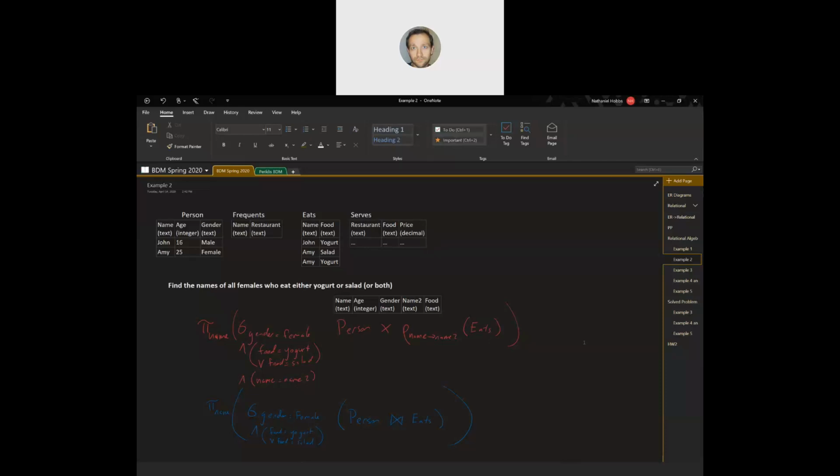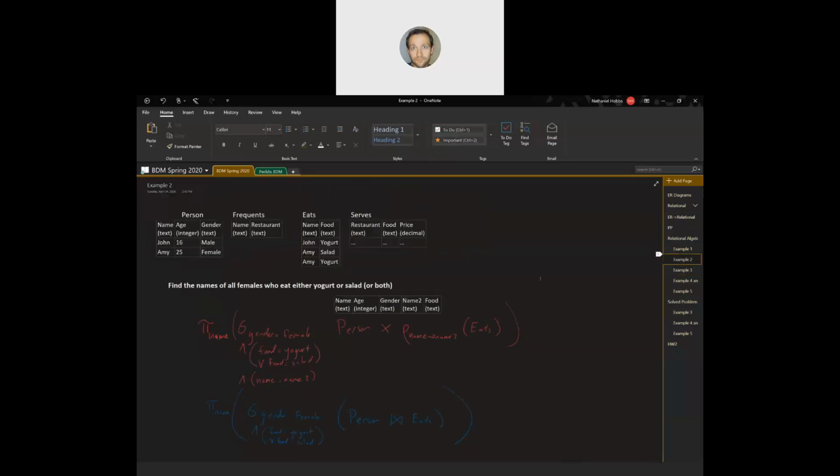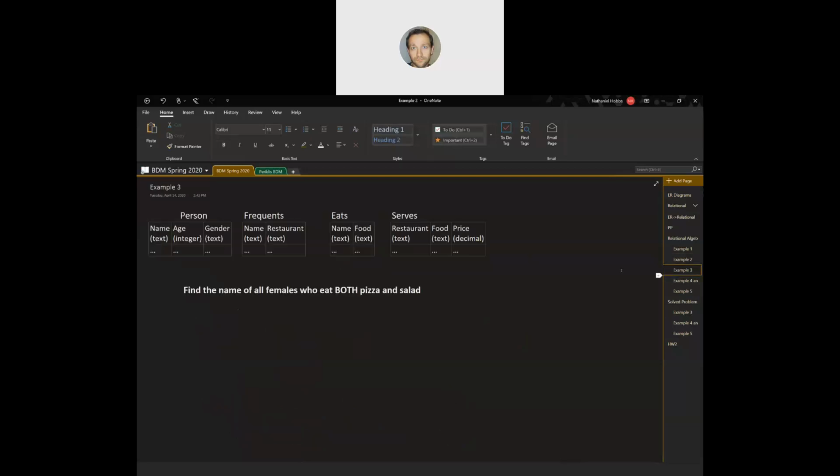Any questions about this one? Okay, great. So then we'll pick up where we left off the last class. So in this example, I want to find the names of all females who eat either yogurt or salad or both. And this is very related. Find the names of all females who eat both pizza and salad, not yogurt.